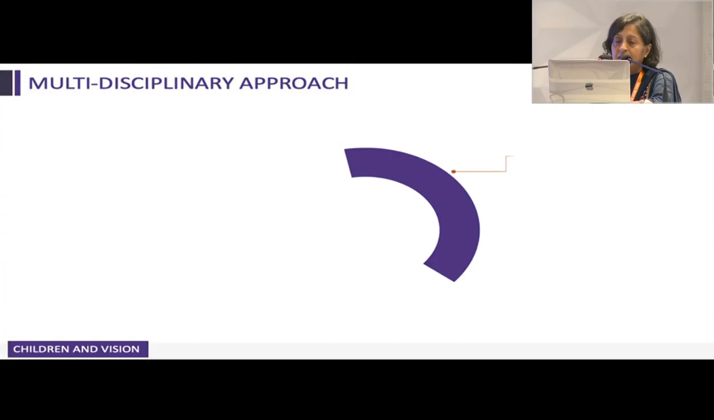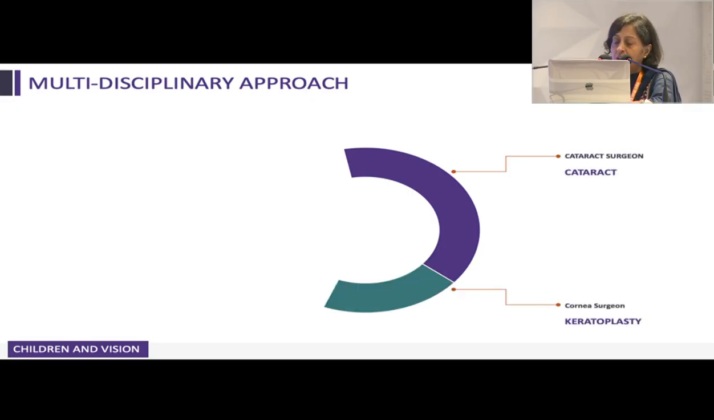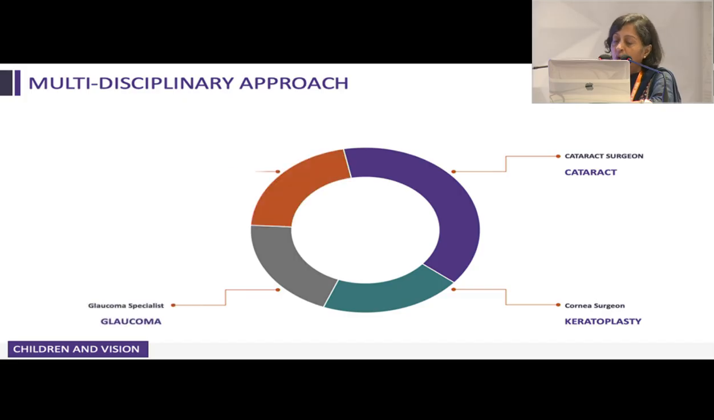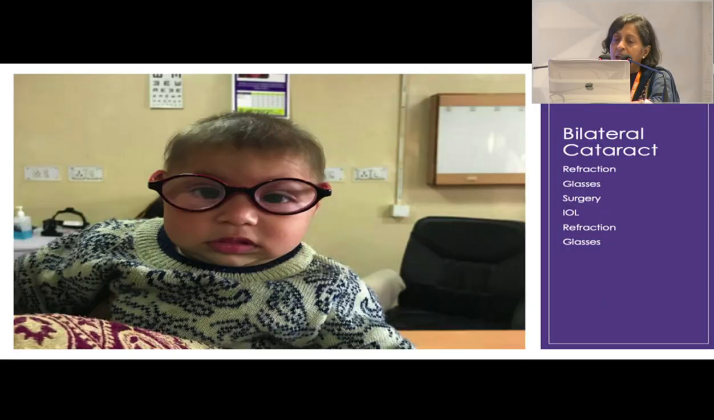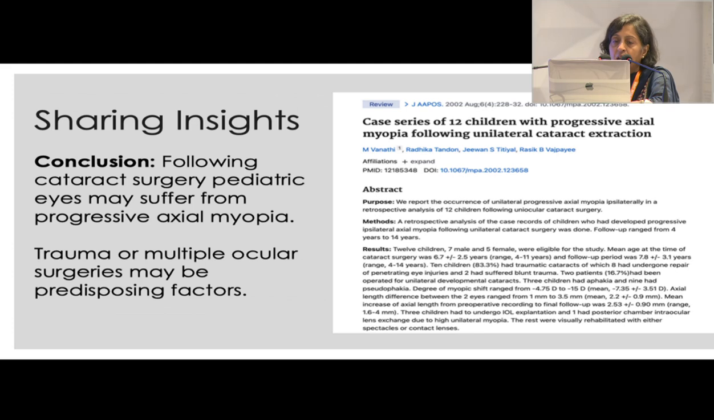As I said before, a multidisciplinary approach, and the cataract, the keratoplasty, secondary glaucoma. Largely, as anterior segment surgeons, we can manage the cataract, and we have a reasonable knowledge of squint and amblyopia. It's the glaucoma which is a little difficult for us. So you do need a very good glaucoma expert who can help you with that. Sharing some insights regarding pediatric cases.